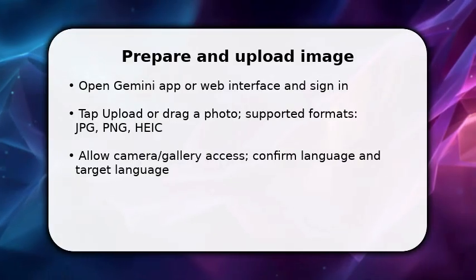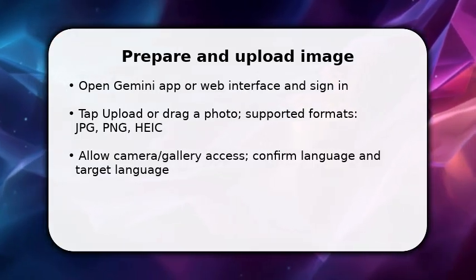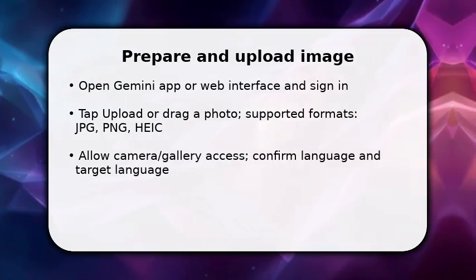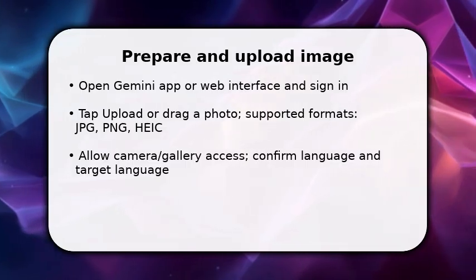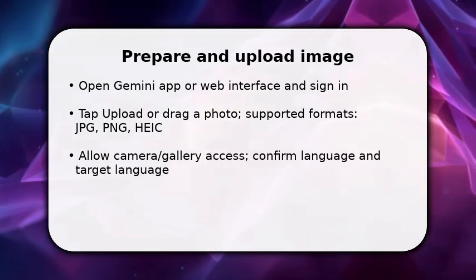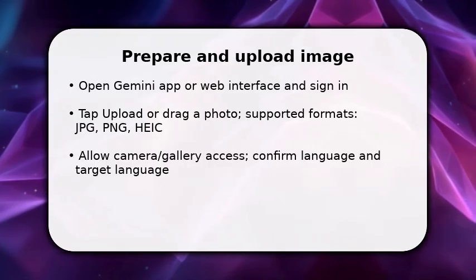You begin by placing the photo into Gemini and confirming languages. This is where the translation work actually starts. First, tap Upload or drag the image into the workspace so Gemini can analyze it. Once done, make sure to select the source language or let Gemini auto-detect if uncertain. You will also choose the target language now.